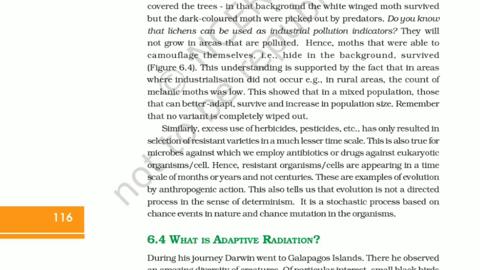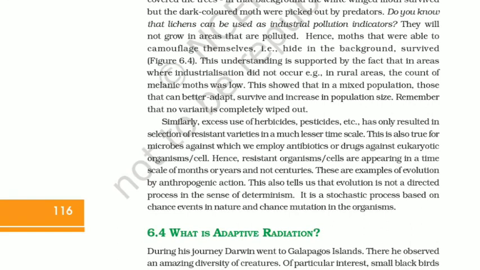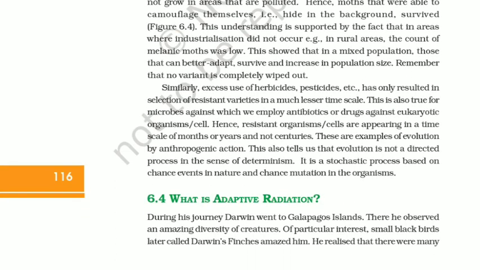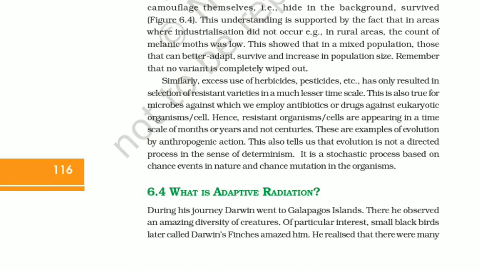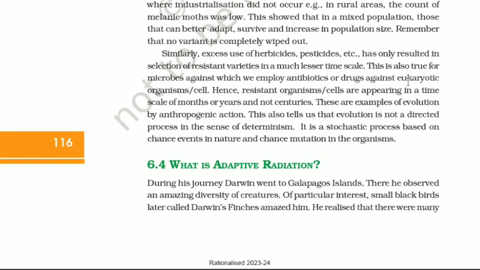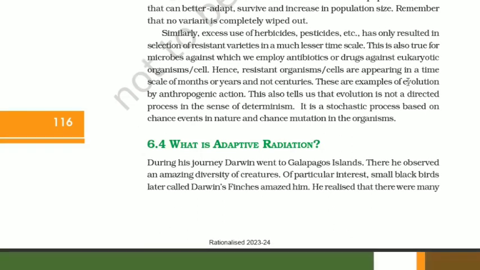Do you know that lichen can be used as industrial pollution indicators? They will not grow in areas that are polluted. Hence, moths that were able to camouflage themselves, that is, hide in the background, survived. This understanding is supported by the fact that in areas where industrialization did not occur, for example, in rural areas, the count of melanic moths was low. This showed that in a mixed population, those that can better adapt survive and increase in population size.